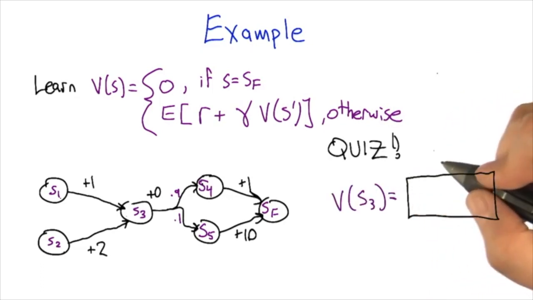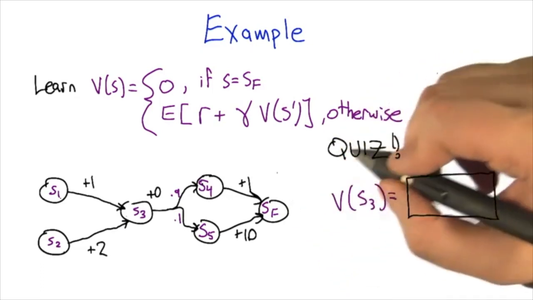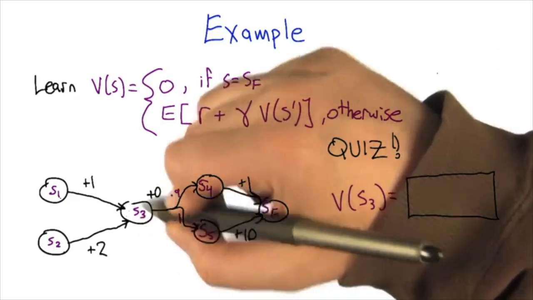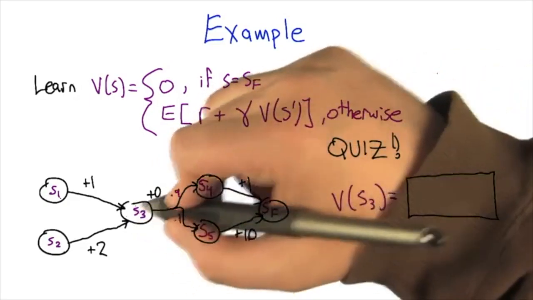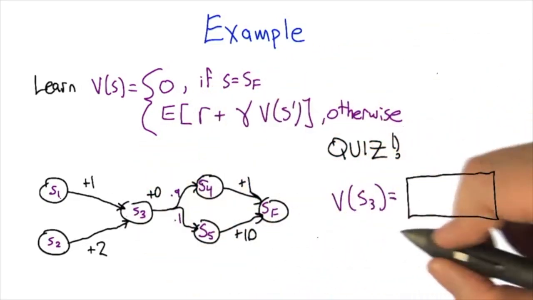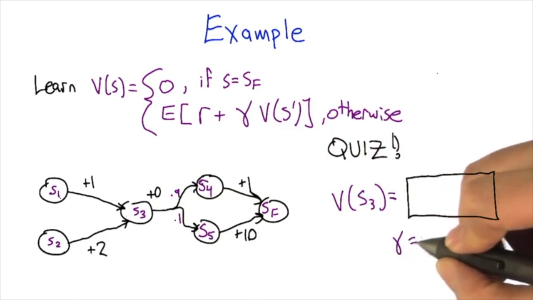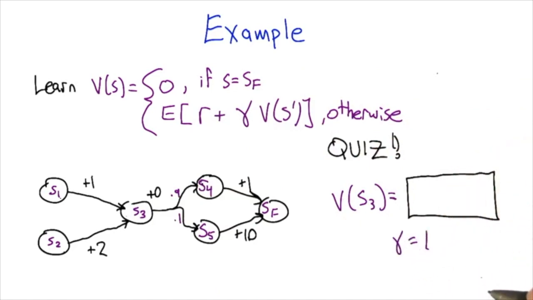All right, and here's the quiz. What we're going to do is, since you understand this so well, figure out what VS3 should be. So what is the value of state 3 given this Markov chain? And just to make things a little bit nicer, more friendly, just assume that gamma is 1 so you don't have to multiply by funny numbers.